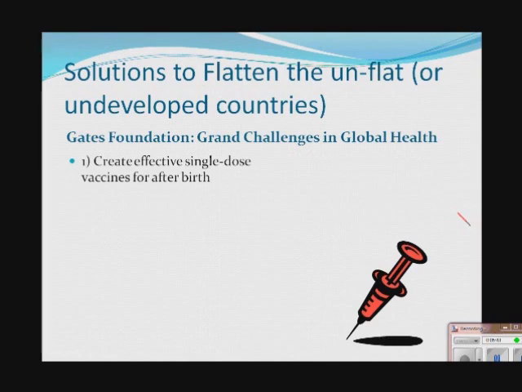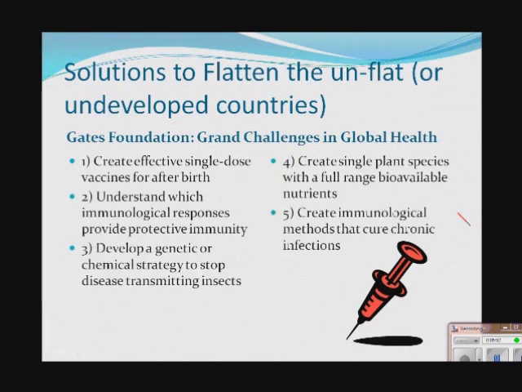There were five big areas that Bill Gates outlined in the Grand Challenges in Global Health, which summarized all 14 of their solutions for how we can also help grow and develop and flatten the world out. Things like single-dose vaccines after birth, or creating a full range of bioavailable plants that have a full range of bioavailable nutrients. If we can genetically engineer a plant, it can grow almost anywhere and have all of the basic necessities for life available, providing food, sustenance, and essentially medicines necessary for anybody in the world. And it's important to understand how different diseases are transmitted, either genetically or chemically, from insects or people, and to create cures that can be permanent and long-standing.